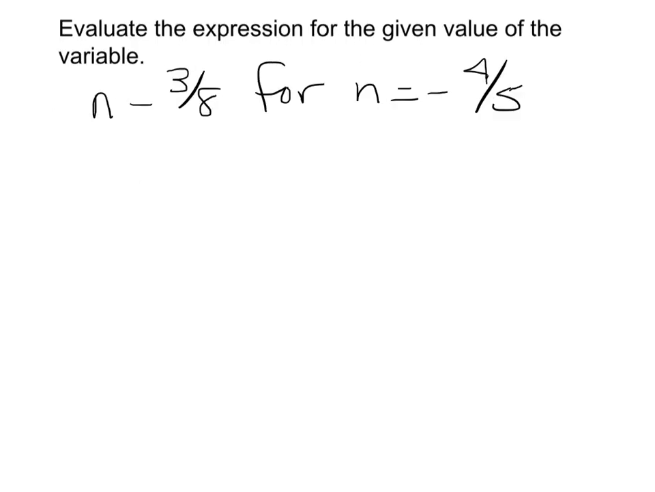Okay, so another kind of problem we'll see is when we have to evaluate an expression for the given value of a variable. So in this case, we have n minus 3/8 for the value of n equals negative 4/5. So first, of course, we're going to substitute negative 4/5 minus 3/8. We're going to look for our common denominator. Let's use 40. It seems to work out well.